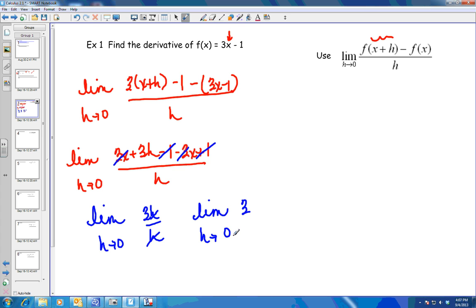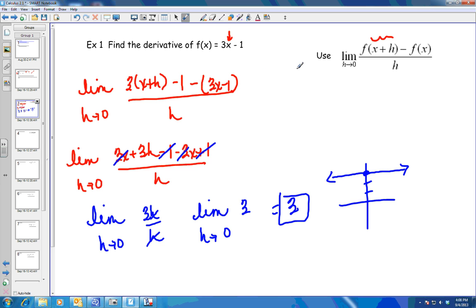Well, we learned in chapter 1, what is the limit as h approaches, or anything approaches, a constant? It is that constant. Do you remember why? 3 is just this horizontal line. What is the limit as x approaches 0, or h approaches 0? Well, it's approaching 3.